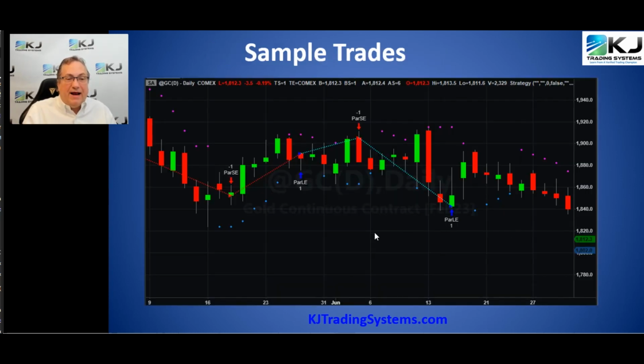Here are some sample trades, and I've also overlaid the parabolic calculation. You can see when it flips from these blue dots to the pink dots and it goes above, then that means the next bar you're going to buy, vice versa for sell. So you can see it's trailing, and then when it flips is when you buy and sell. So those are just some sample trades.